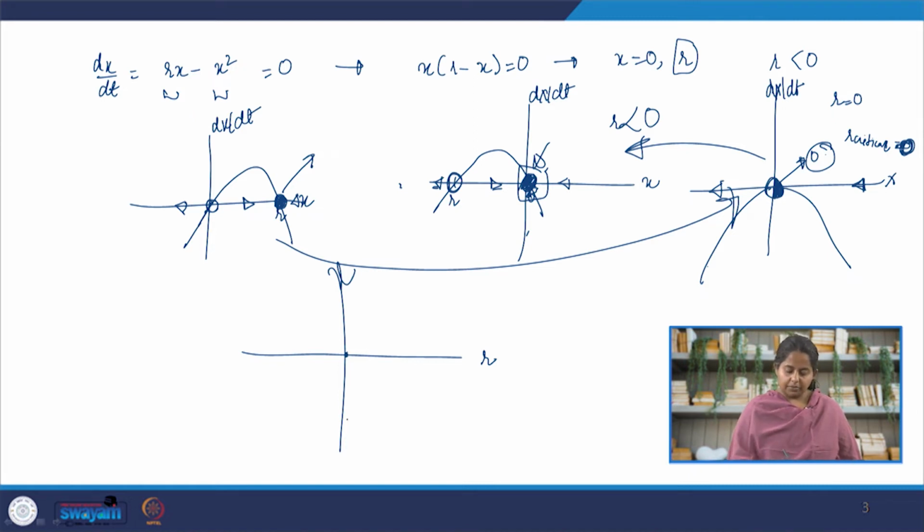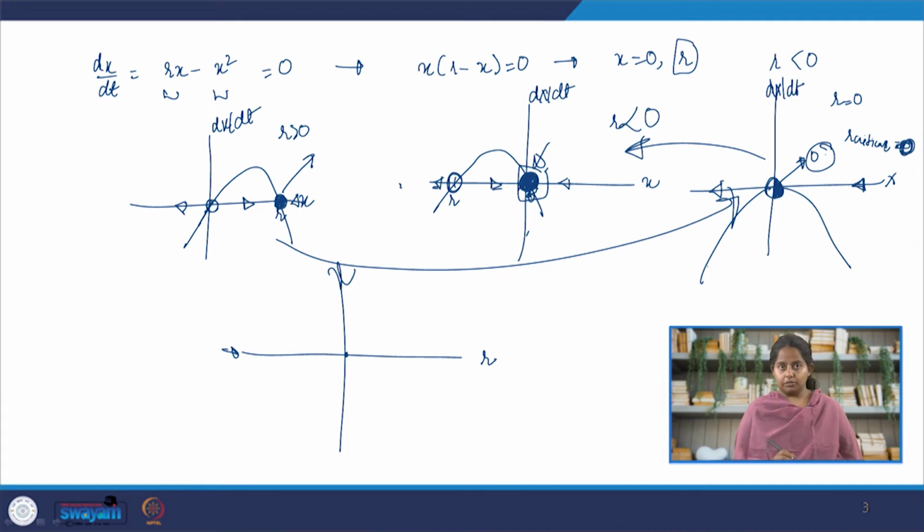When R becomes less than 0, we have two fixed points. So, 0 is always a fixed point. So, the x-axis will always be a fixed point in this diagram. However, when R is less than 0, the fixed point x equal to 0 becomes a stable fixed point. And when R is greater than 0, x equal to 0 is an unstable fixed point.